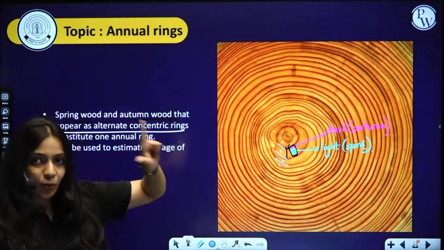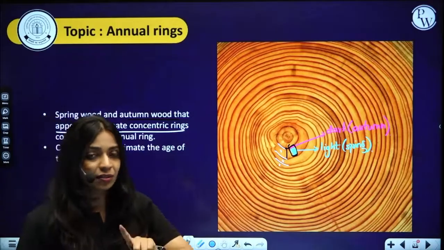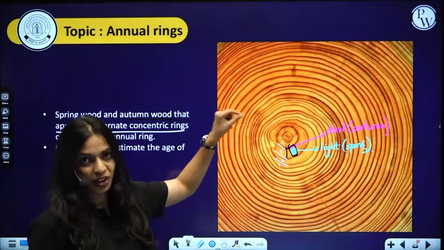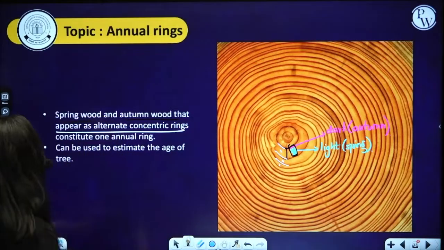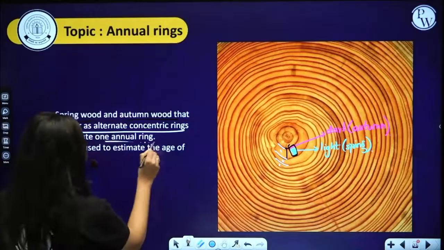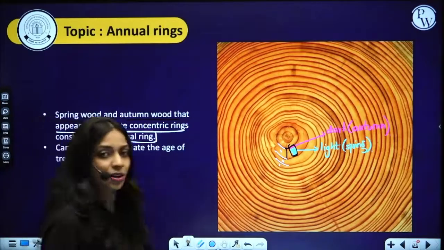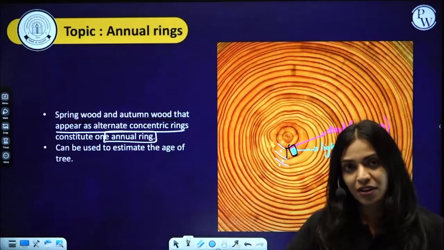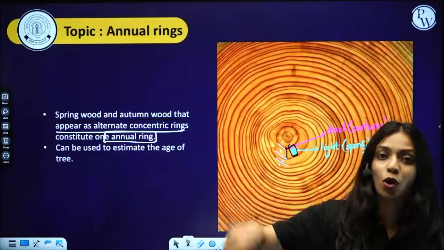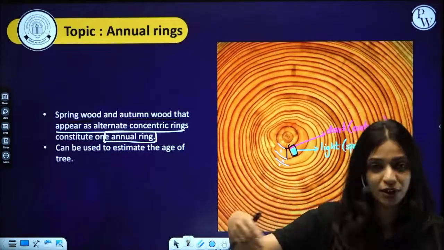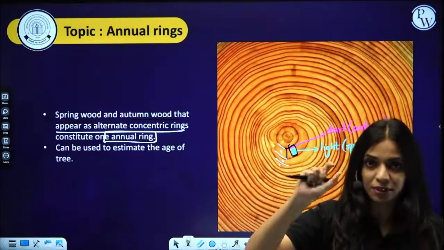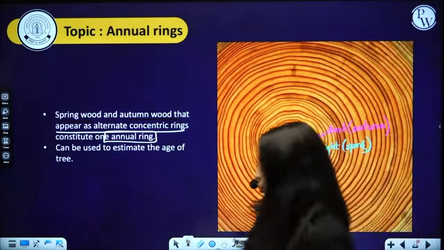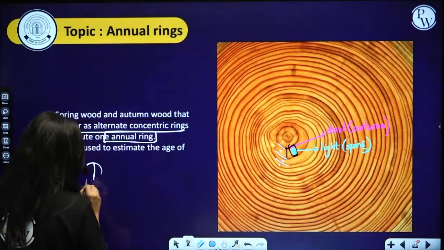One spring wood and one autumn wood together will give us one ring of spring wood and one ring of autumn wood would give us one annual ring. Okay, so this constitutes one annual ring. We can use this to estimate approximately what could be the age of the tree, because for every year this growth is happening, you're finding two concentric circles of spring wood and autumn wood, so that would count as 1 year. So by that way, if you count, you can kind of estimate the age of the tree, and that is called dendrochronology.